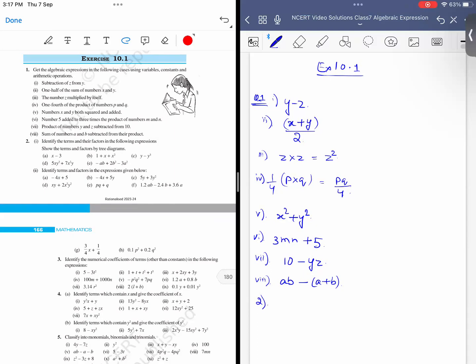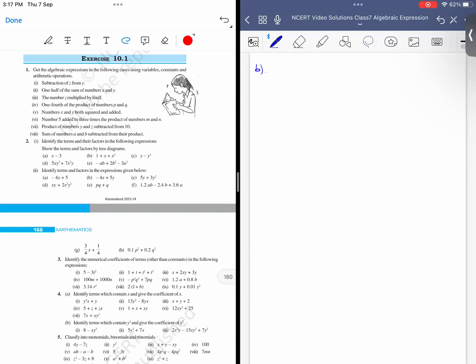Identify the terms and their factors in the following expressions. Show the terms and factors by factor tree diagram. So first question, x minus 3. So the terms are x and the other term is minus 3. You write it down like this. So this is the factor tree. There are 2 terms.